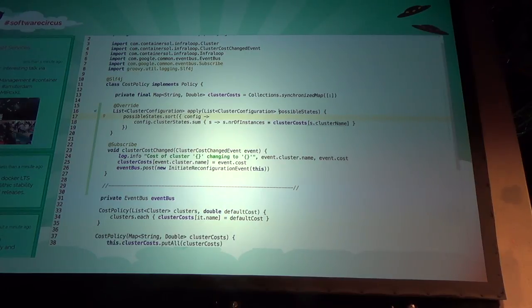The cost policy doesn't care, it likes all configurations but doesn't like them all the same, so it likes some of them more. Here we are multiplying the number of instances with the configured cost of the cluster and sorting the possible states based on that value. So this is the whole algorithm that it goes through.